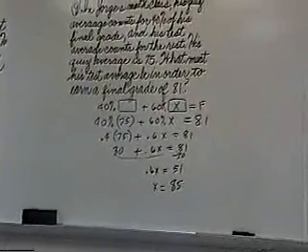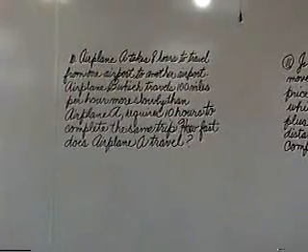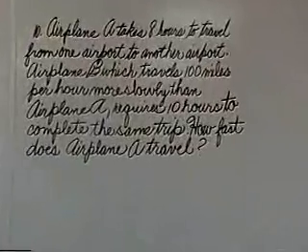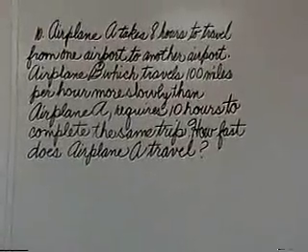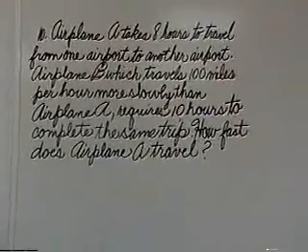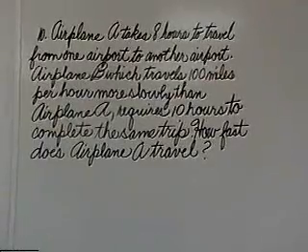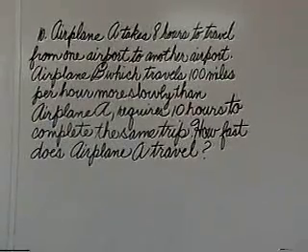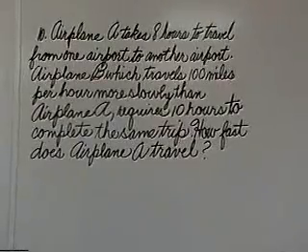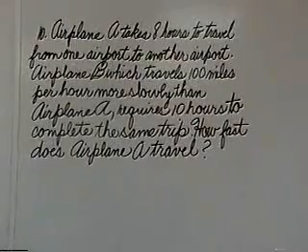All right, looking at the next example. Now the next example is to teach you or to remind you of a formula that you're supposed to know about distance is equal to rate times time. Let's read the problem. Number 10 says airplane A takes 8 hours to travel from one airport to another airport. Airplane B, which travels 100 miles per hour more slowly than airplane A, requires 10 hours to complete the same trip. How fast does the... that's a lot of words.